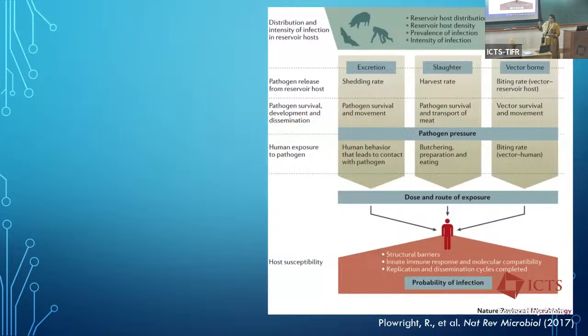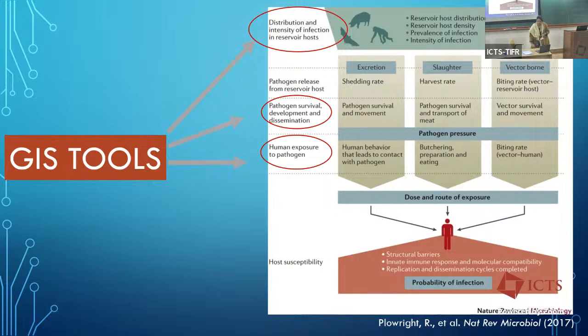I think you have seen this framework by Plowright et al. These are the pathways by which spillover can happen. And I'm not going to go into it because, should I go through this? Okay, fine. Okay, so I'm just going to tell you then, you can see that here there is something called pathogen pressure, right? Which depends on how host populations are distributed, how pathogens are released, how they survive, right? So here, GIS can definitely help in mapping this component of it, yeah?